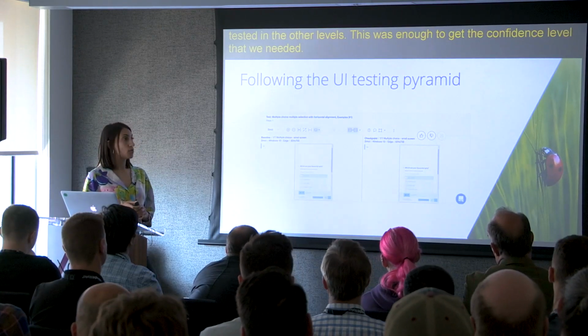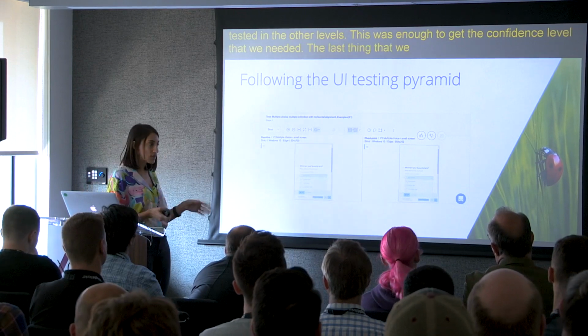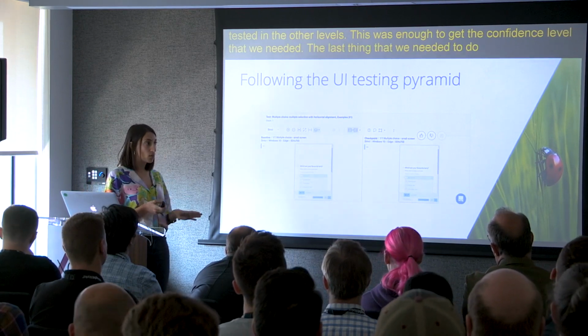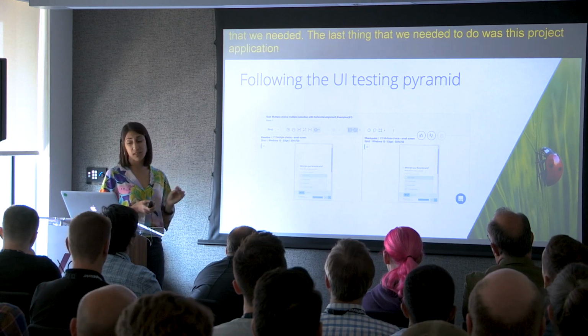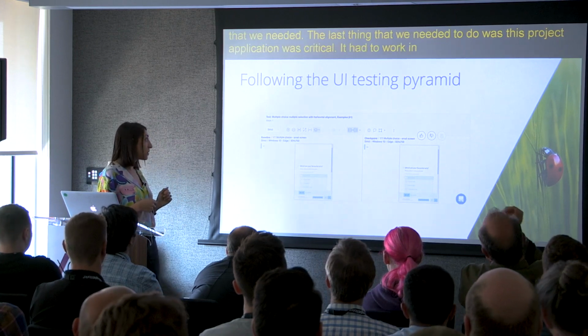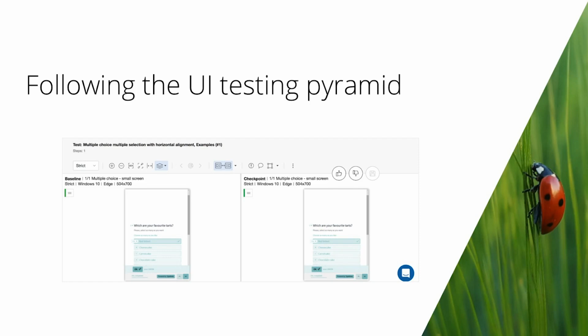And the last thing that we needed to do was visual testing. So this part of the application was critical. It had to work in a lot of browsers, and it had to look pixel perfect. So we used this tool, Applitools. This is the image that you take, and this is the baseline image. If they are not equal, the tool will let you know, and then you can decide if you want to approve that new image or you want to make the test fail or whatever.